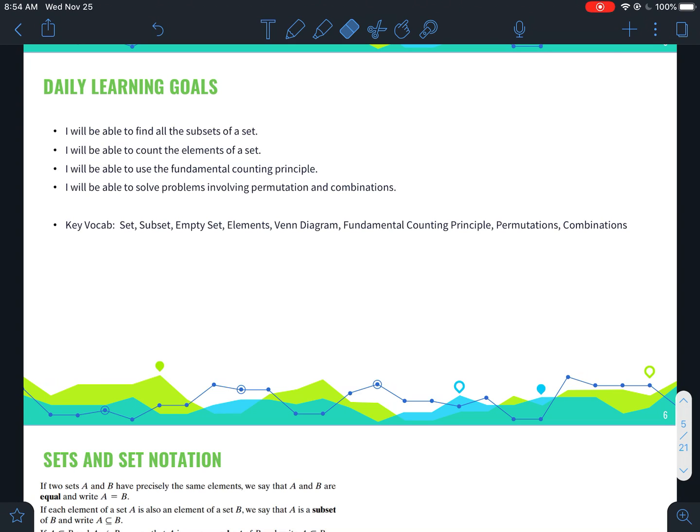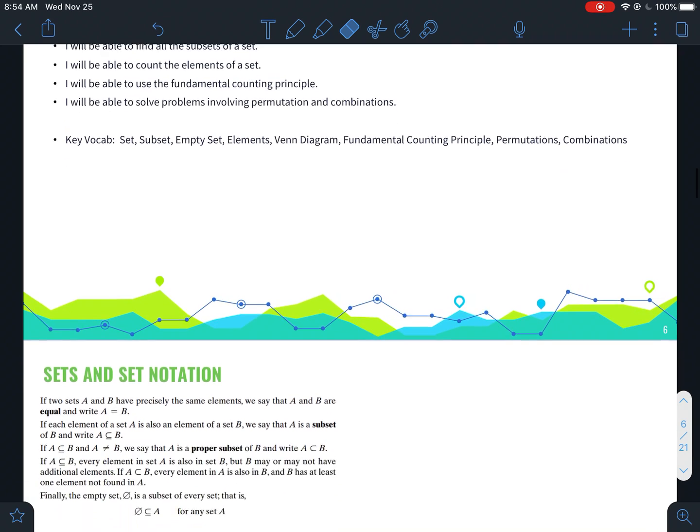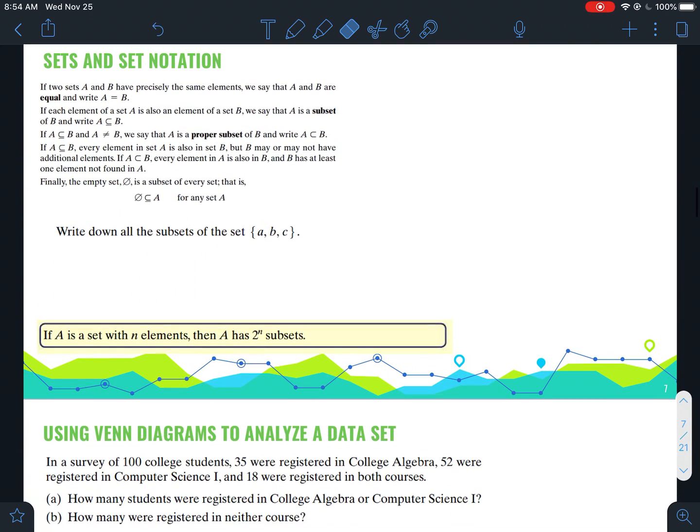And then we'll talk about things called permutations and combinations, which allow us to find how many different ways we can arrange people into groups, or how we can arrange people into like a first, second, and third place. And again, those are called permutations and combinations. So let's start with sets and set notation.